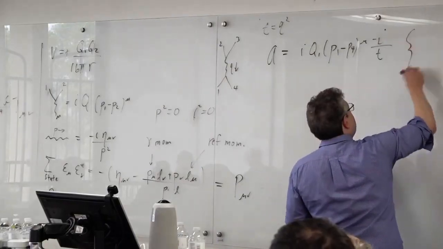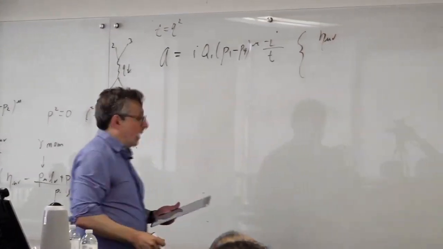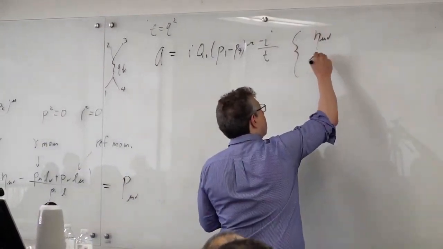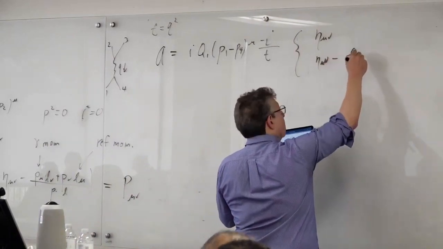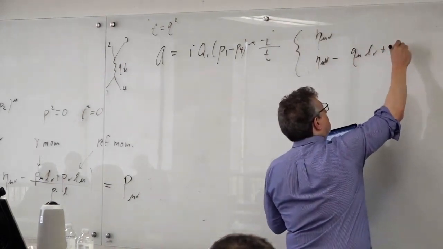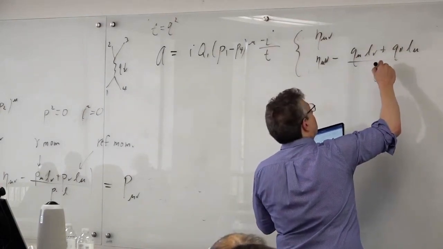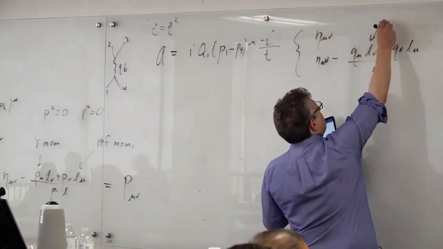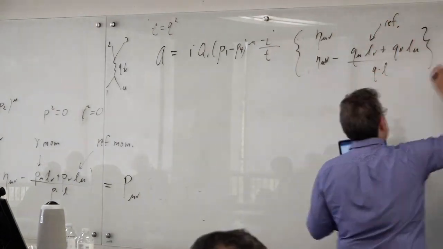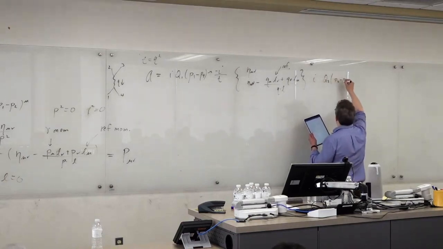And then I can have two propagators. Maybe this is Feynman gauge. I can also pick light cone gauge. Let me pick light cone gauge. Light cone gauge has that physical state projector, q mu l nu plus q nu l mu, divided by q dot l. This is the reference momentum. Let me close that, and then iQ2 (P2 minus P3).